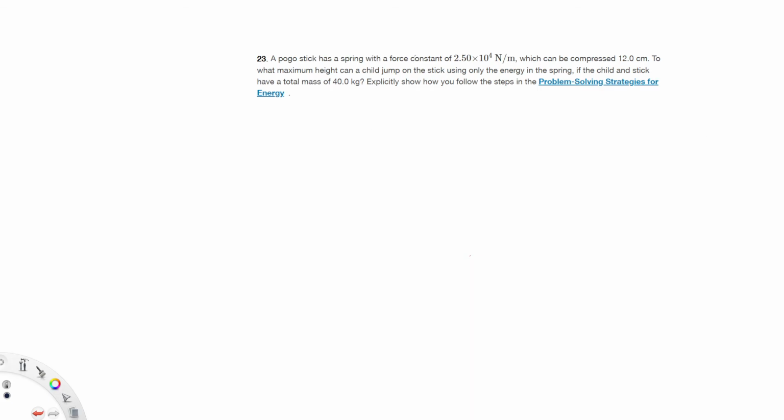So we have a pogo stick. A pogo stick is basically just a step on a spring, right? And the force constant of the spring inside this pogo stick is 2.5 times 10 to the 4, so that's our k. And the maximum that this pogo stick allows the spring to be compressed is 12 centimeters.